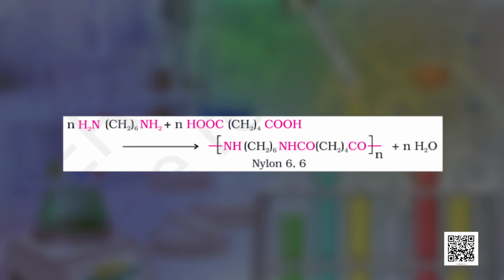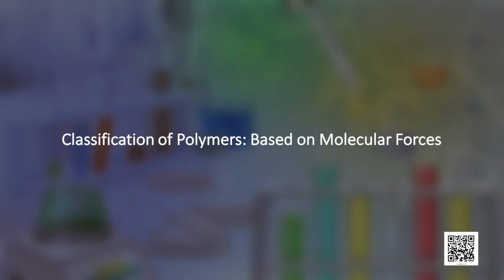As shown in the equation, the formation of nylon 6,6 involves condensation of hexamethylene diamine with adipic acid. We will be discussing at length the preparation, properties and uses of different polymers in subsequent episodes.